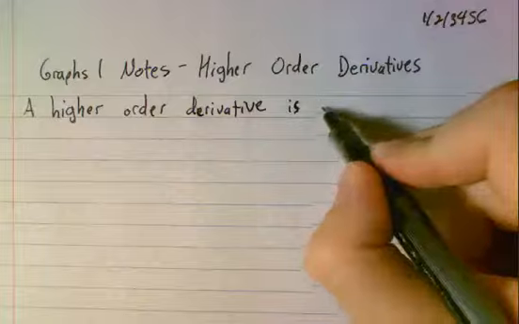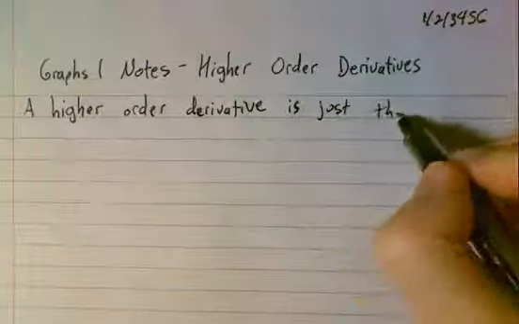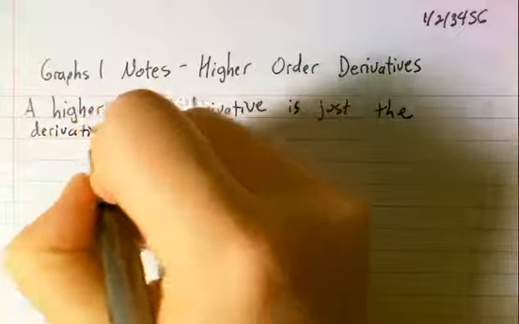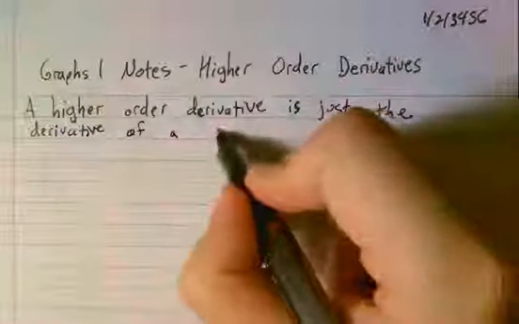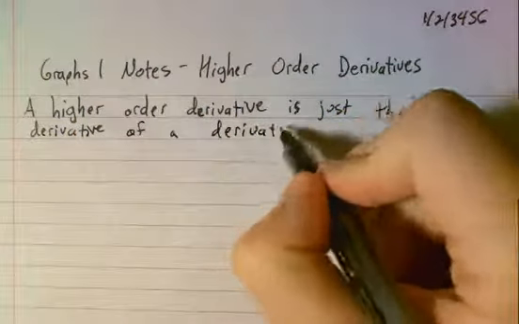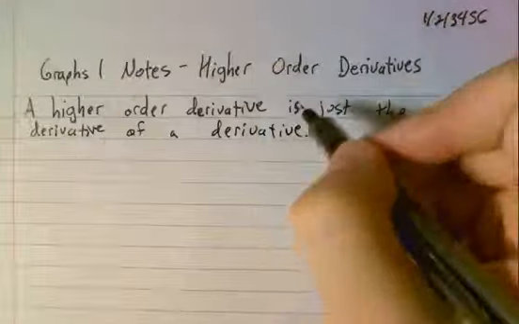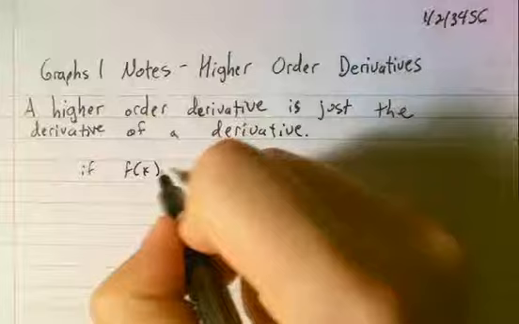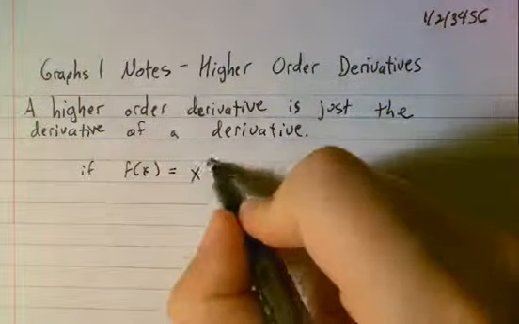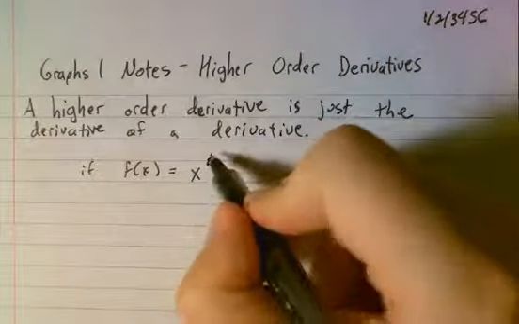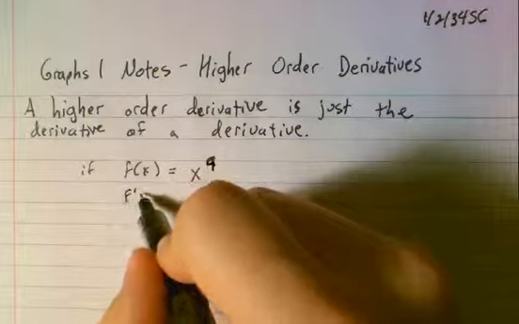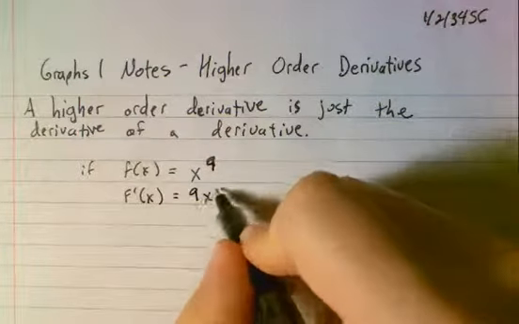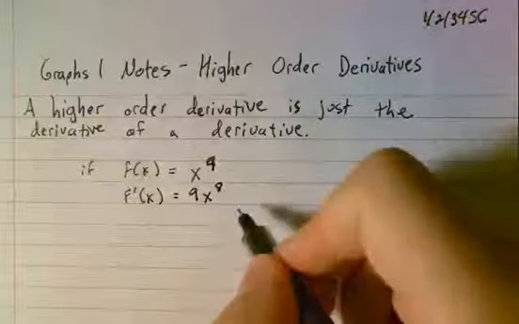All it is, is just the derivative of a derivative. So for example, let's say we started off with f of x, and let's say f of x equaled x to the 9th. And we know that we can find the first derivative of f of x by bringing down that exponent and subtracting 1 from the exponent.